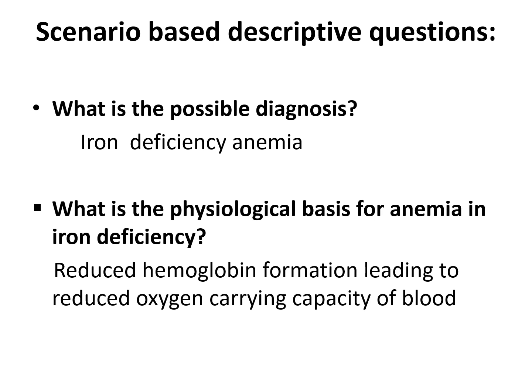So due to the deficiency of iron, there is reduced hemoglobin formation, and we all know that hemoglobin is the one which carries oxygen in the blood as oxyhemoglobin. Reduced hemoglobin leads to reduced oxygen carrying capacity of the blood, leading to anemia.